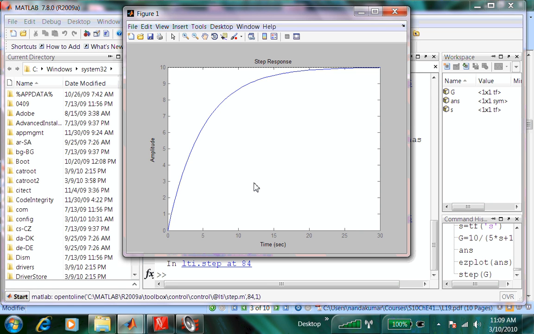Am I going fast, or am I boring you? If you know all these things, maybe we should speed up. Is it fine? Okay. All right. So that is the step response for a 10-degree change in the inlet temperature.